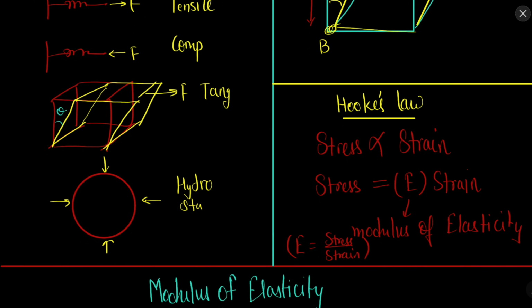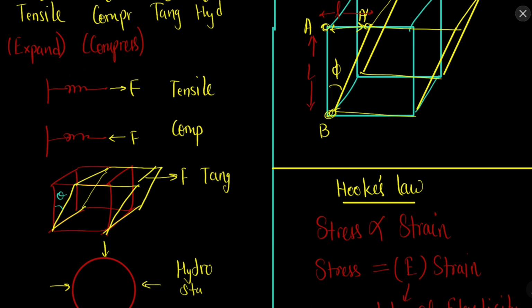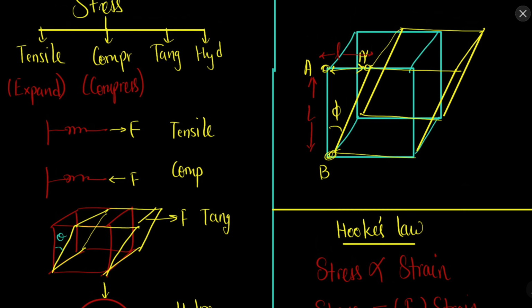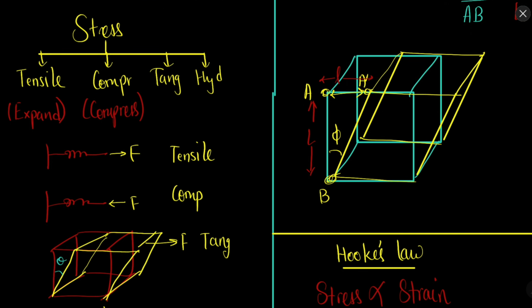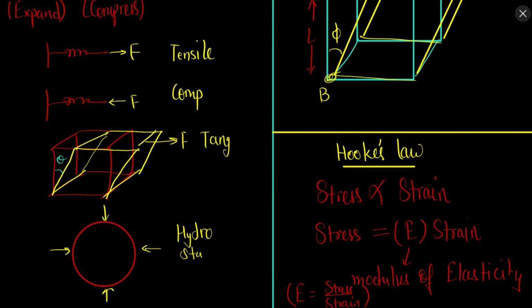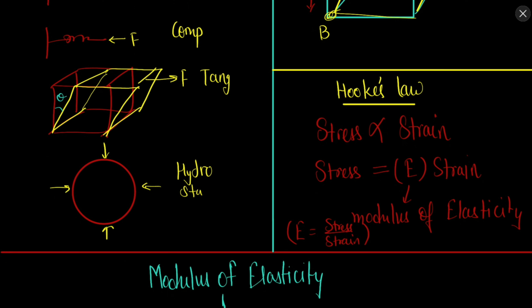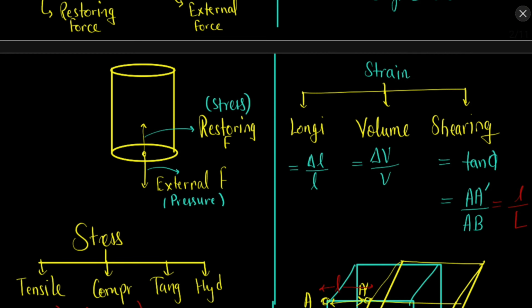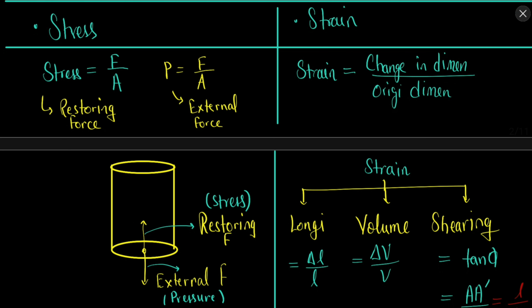So what will be the value of that tangential stress? It can be found out by tan theta. Okay, the angle. So these are different situations in which the stress is there. If we expand, tensile; if we compress, compressional; if we change the angle, then tangential. And in any fluid, the hydrostatic stress is there, because when you put any solid in any fluid, the fluid tries to apply force from every direction, which gives us the hydrostatic stress.